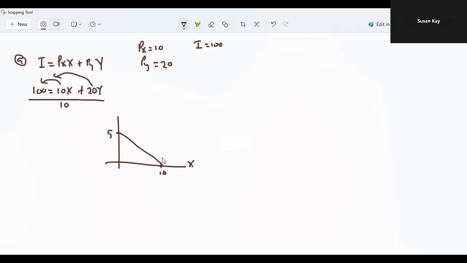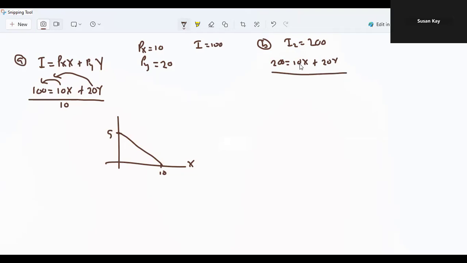That is part A. Part B, they've asked you, suppose the income is increased from 100 kwacha to 200. The second income is 200. What will happen on the sketch? So we'll rewrite our equation. Our equation will instead be 200 is equal to 10x plus 20y. So can you tell me why we did cut the x-axis?